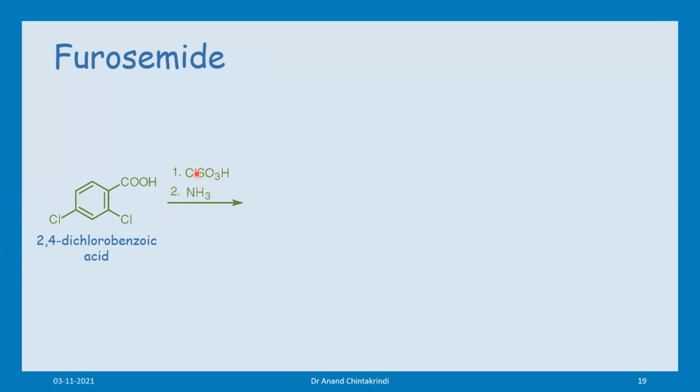Now where will this chlorosulfonyl group attach? Both these groups are deactivating. So when you look at the orientation, this is meta directing and this is ortho para directing. Whichever is the case, you see it is attaching either meta to the carboxyl group or ortho and para to the chloro group.